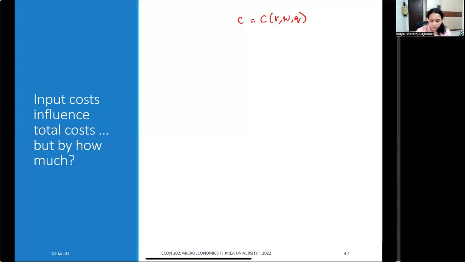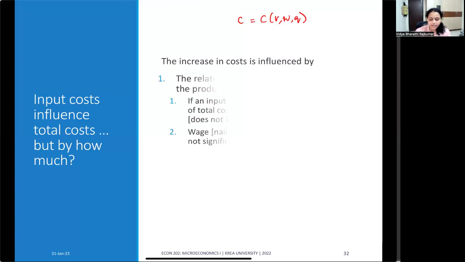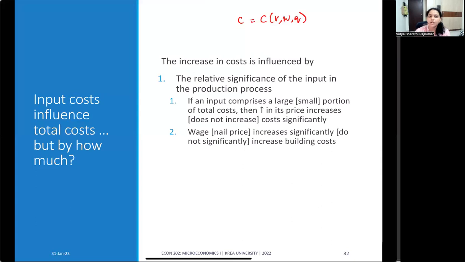So we know that a change in input prices will influence our costs also. But by how much? And how will this change affect us? Well, the increase in costs is going to be influenced by two elements. The first is how important is this input into the production process? Which makes sense, right? If an input comprises a large portion of your costs, if it is a really important input, it will take up a large portion of your costs. And if that input becomes expensive, that is going to have a stronger influence on your overall costs.